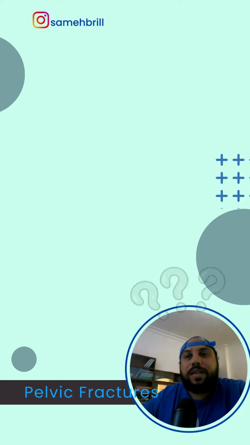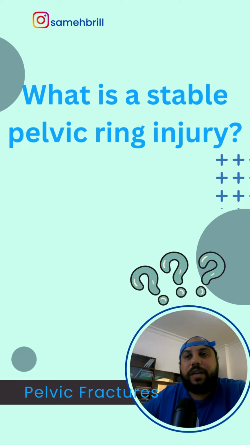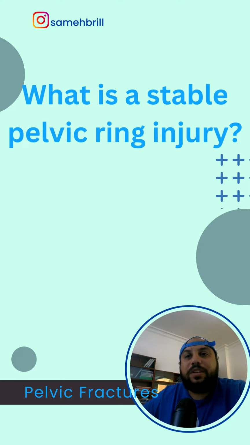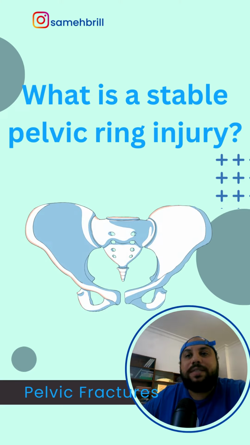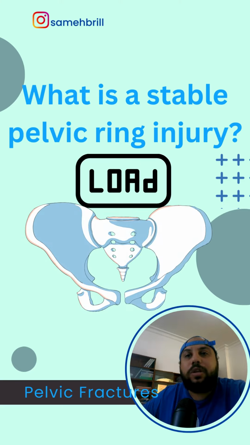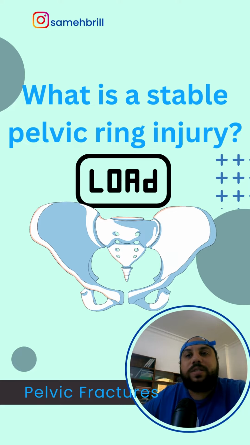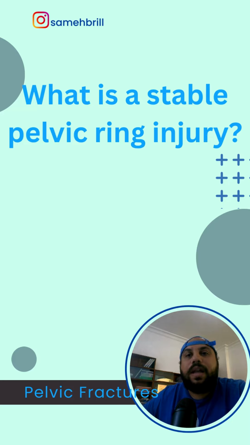But first, we need to ask ourselves, what is a stable pelvic ring? A stable pelvic ring injury is when the injured pelvic ring can still withstand the normal physiological load without deformation, while an unstable pelvic ring injury cannot withstand the normal physiological load. Now let's put those basic concepts into practice.